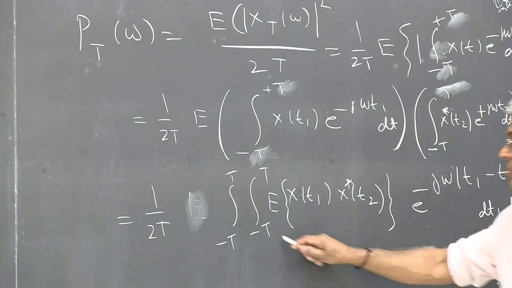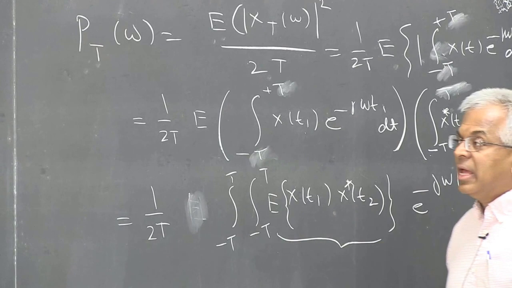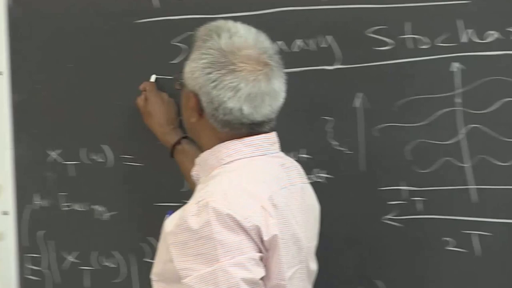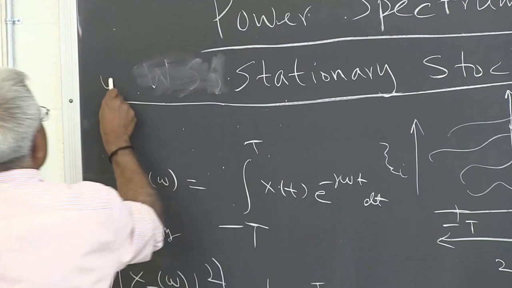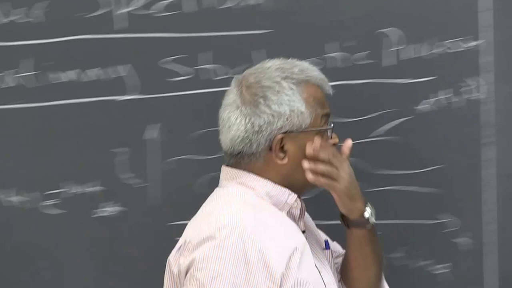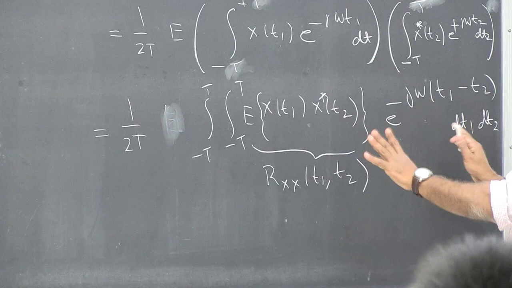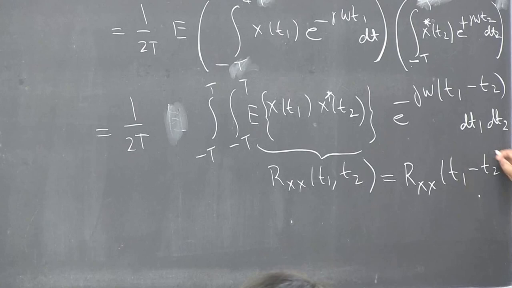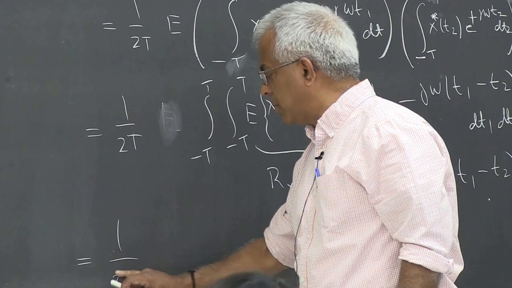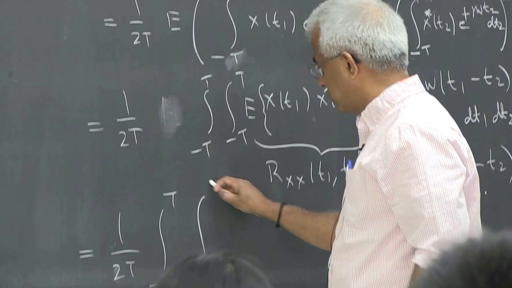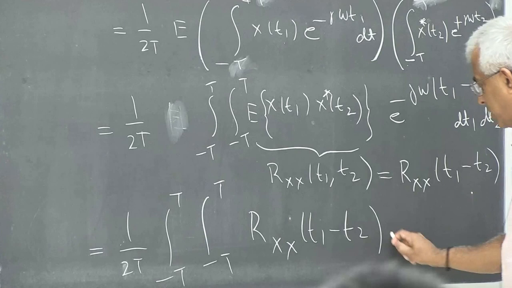Okay, and what is this quantity? That's the autocorrelation function. And I'm already assuming the process to be a wide-sense stationary process. So that's an autocorrelation function. This is Rxx(t1, t2) in general. So if it is not wide-sense stationary, all this is still true. This much is true. But here, if you want, you can write this as Rxx(t1 minus t2), right? So when I substitute this, this expression now goes 1 over 2t double integral Rxx(t1 minus t2) multiplied by e raised to minus j omega (t1 minus t2) dt1 dt2.